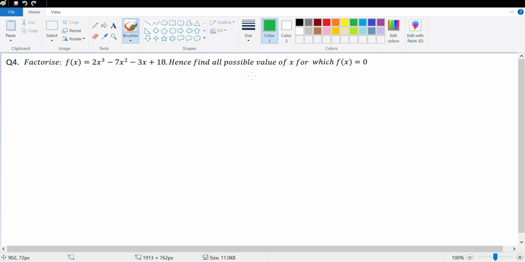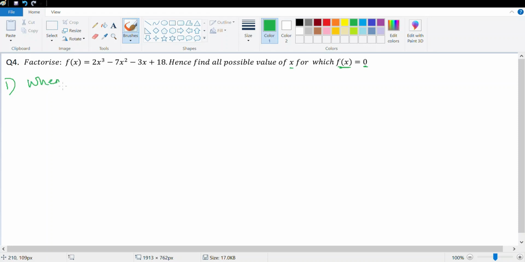4. It says factorize the given expression, hence find all values of x for which f(x) is equal to 0. When will f(x) be equal to 0? Well, when they are factors. So we'll need to find the values of x which are factors of the given expression. So by hit and trial method, let's take the value of x is equal to 2.